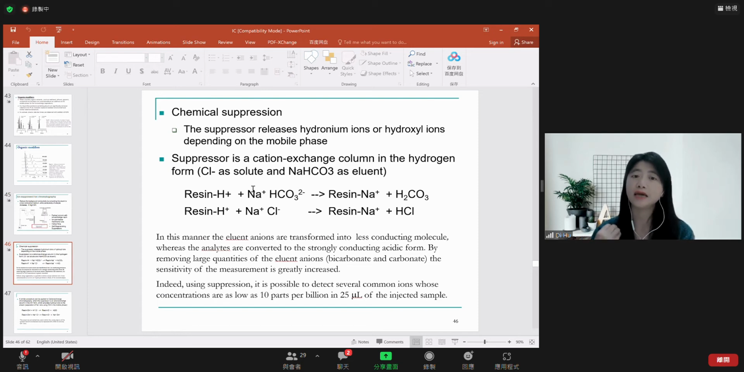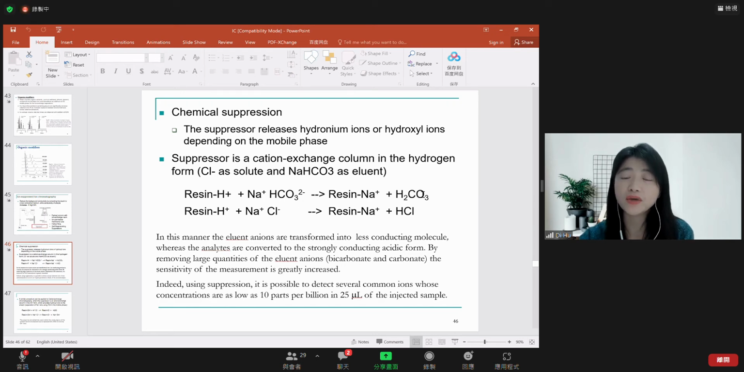So the suppressor itself can be an ion exchanger column. So for anion exchange chromatography, we can see the suppressor is a cation exchange column, which is in hydrogen form. That's very important. You know that? Because it wants to remove what? It wants to exchange with the sodium in the buffer, and while exchanging, the sodium gets on the resin, and the hydrogen ion gets into the solution, and then it forms carbonic acid with bicarbonate.